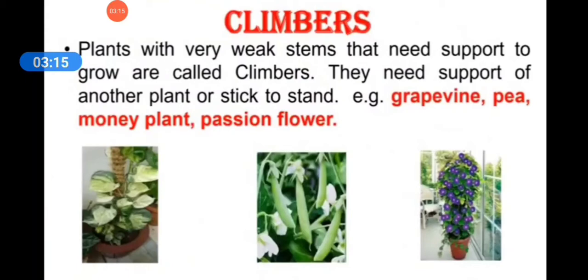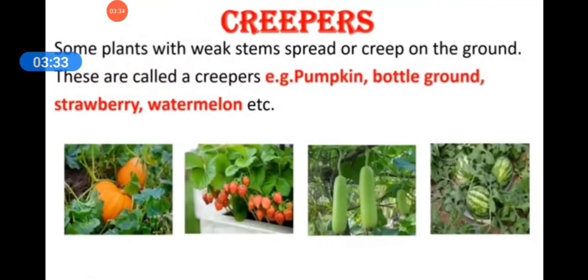Climbers: plants with very weak stems that need support to grow are called climbers. They need the support of another plant or a stick to stand. Examples: grapevine, pea, money plant, passion flower, etc. Next, creepers. Some plants with weak stems spread or creep on the ground. These are called creepers. Examples: pumpkin, strawberry, watermelon, etc.